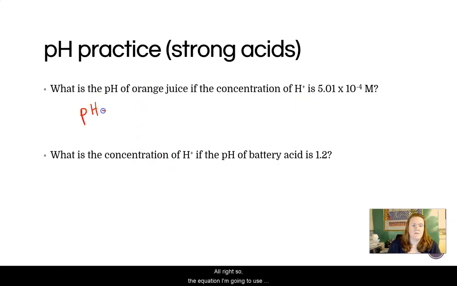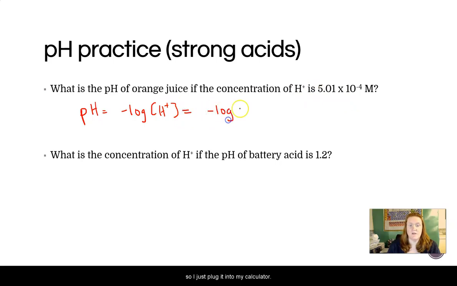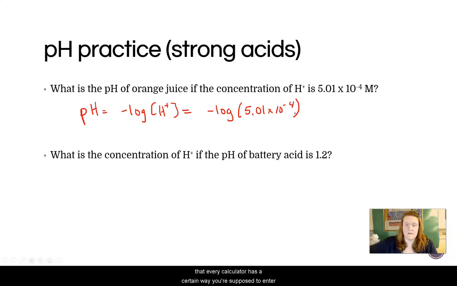All right, so the equation I'm going to use is just the definition of what pH is. We're given an H plus concentration in this problem, so I just plug it into my calculator, remembering, of course, that every calculator has a certain way you're supposed to enter the scientific notation. Usually it's EE or EXP.